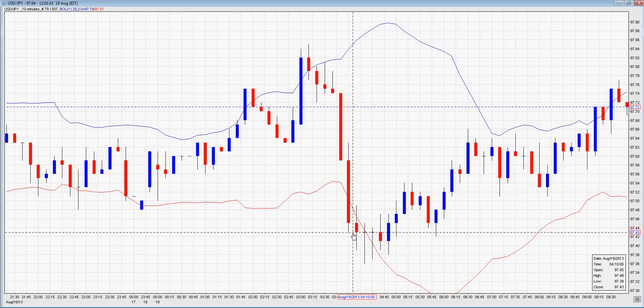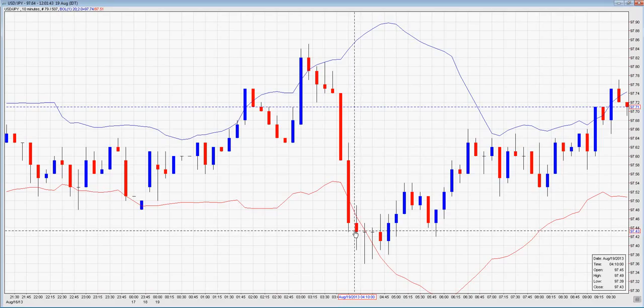This is a nerve-wracking strategy, by the way. It's not for people who like to play it cautious. I have many videos of other strategies that are much more cautious, much less dangerous, much more secure. But this way of trading is also very profitable, but you've got to have a strong heart.